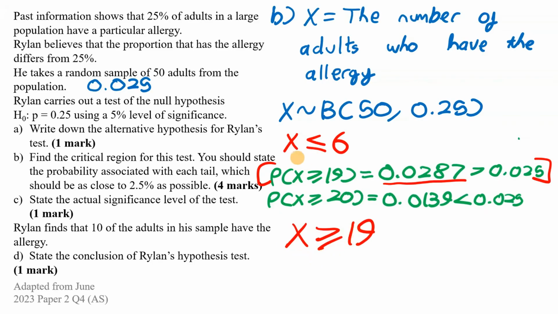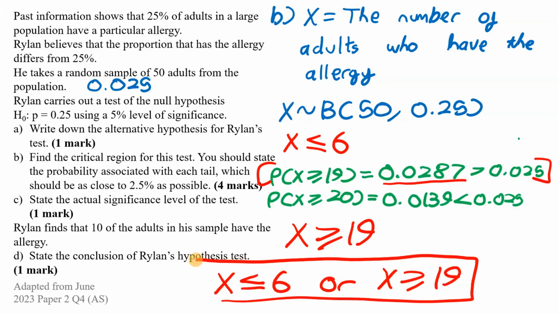So therefore, the two critical regions are where x is less than or equal to 6, which is the lower one, and where x is bigger than or equal to 19, which is the upper one. So these here are the critical regions.